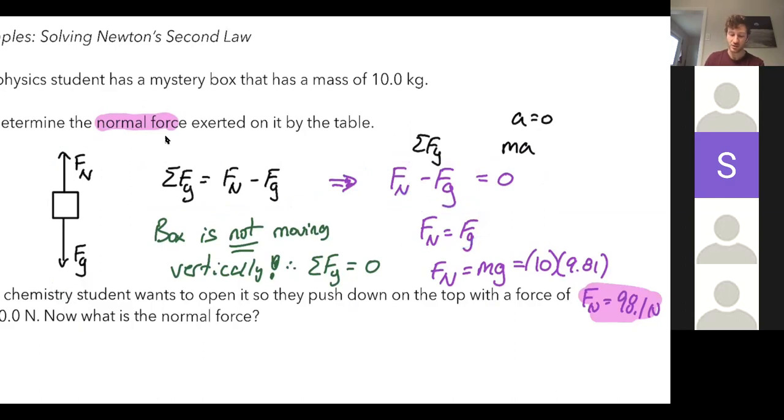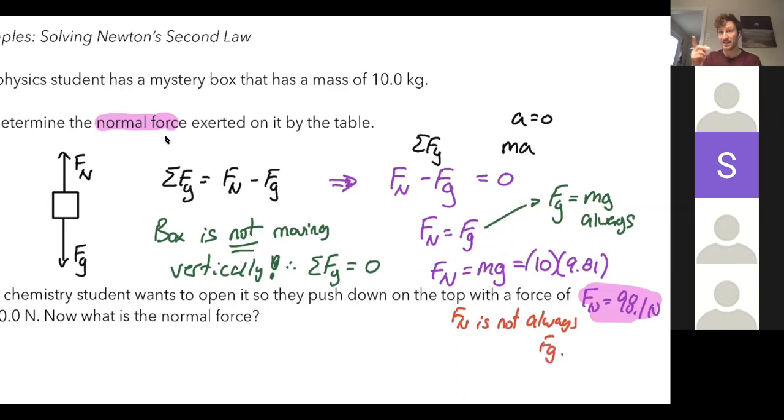We know Fg is always mg, that's important to notice. Doesn't matter what's going on, your force of gravity is always mg. Your normal force is not always mg. And we're going to see that Fn is not always Fg, but Fg is always mg.